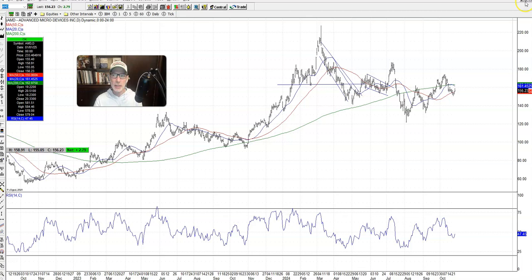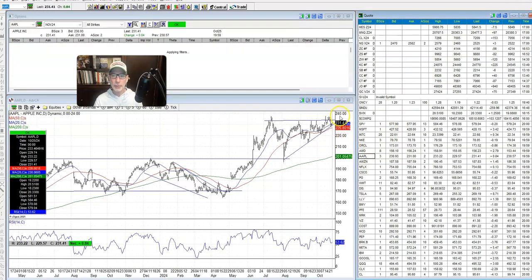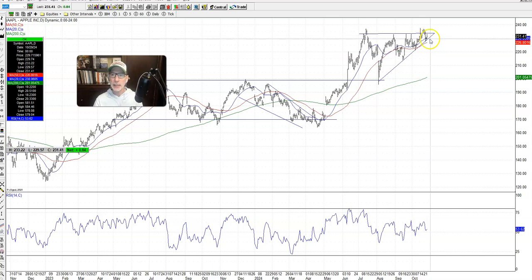So if you don't know what's going on, stay out of the trade. So we have nothing on AMD right now. Apple, we have that same ascending triangle pattern. Price action's moving up, but it's having trouble getting through this area here. You can see it's getting close to the apex of the triangle.